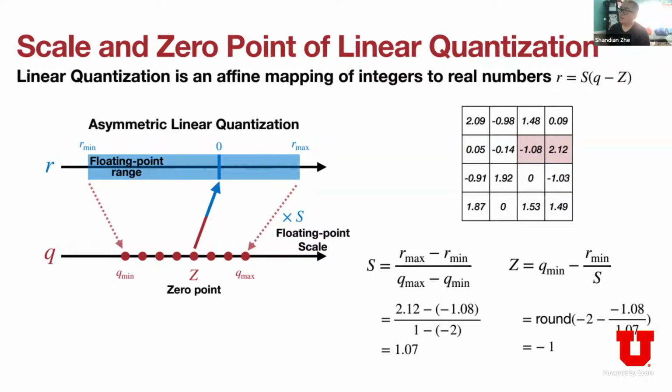Okay, how is it simplified as compared with the other? Because the z is equal to 0, the zero point would be 0 in the matrix. Yeah, and you just multiply s with q. Yes. Okay.